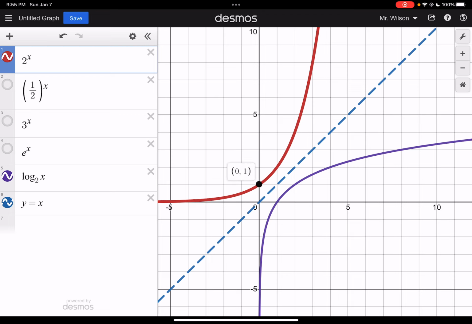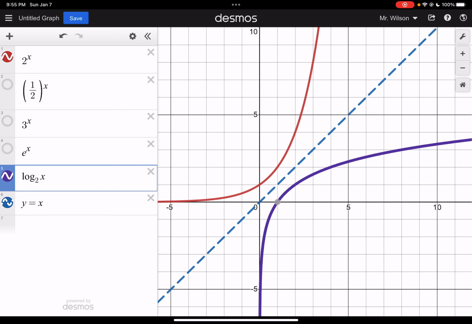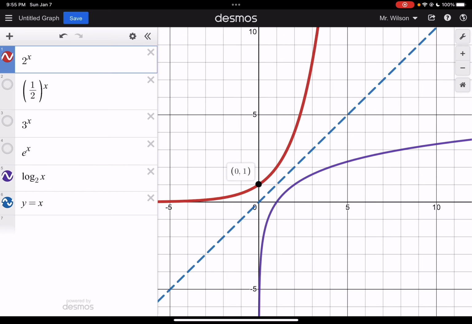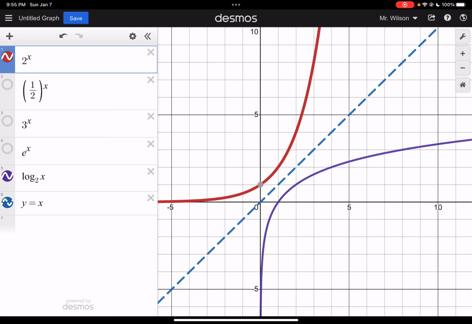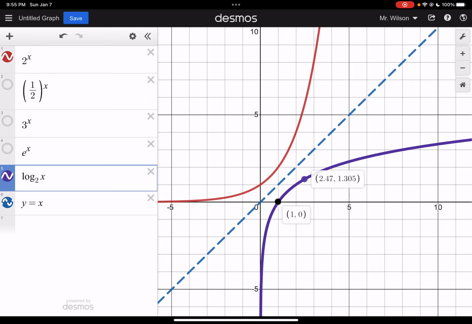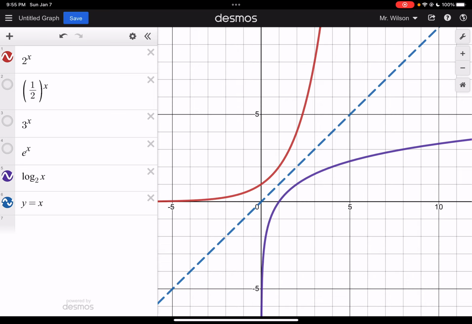So you've got the point 0, 1 here. Over on this side, you have the point 1, 0. So the x's and y's have flipped. They have swapped roles. Over here, the x input was 0, the output y was 1. Over here, the input x is 1, the output y is 0, etc., all the way down both of these graphs. So this is what an inverse relationship looks like for two functions. In this specific case, for exponential functions in red and logarithmic functions in the purple.